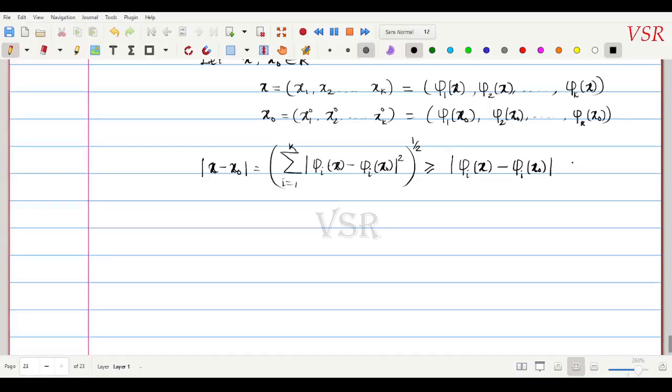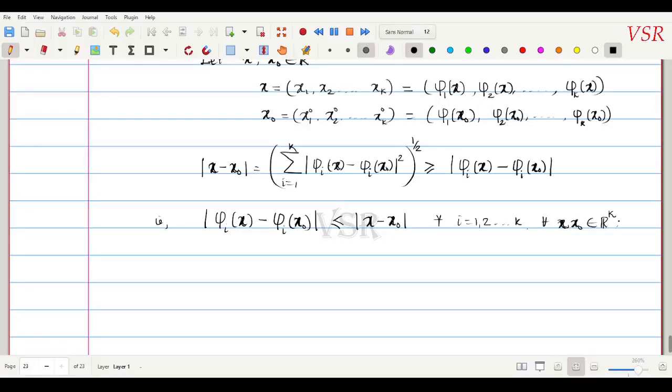Okay, that's all. That is, we have modulus of phi i of x vector minus phi i of x naught vector. This value is always less than or equal to modulus of x minus x naught. This is true for every i equal to 1 to k, and for every x, x naught belonging to R power k.